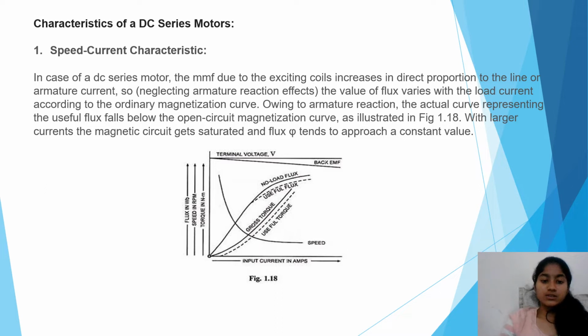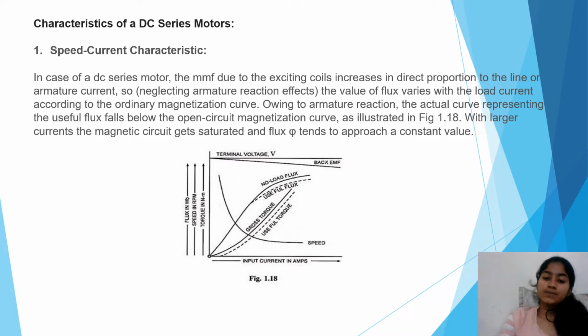Why is it called a DC series motor? A series-wound DC motor, like the shunt-wound DC motor or compound wound DC motor, falls under the category of self-excited DC motors, and it gets its name from the fact that the field winding in this case is connected internally in series to the armature winding.